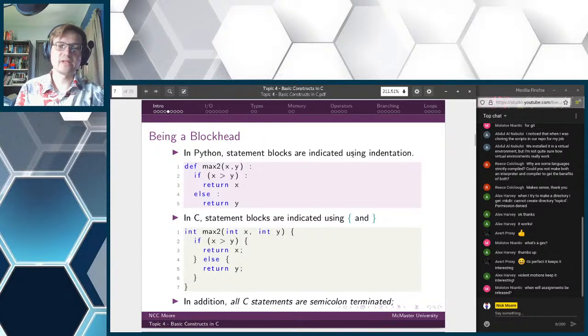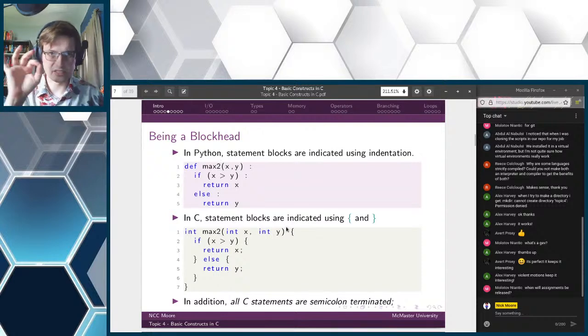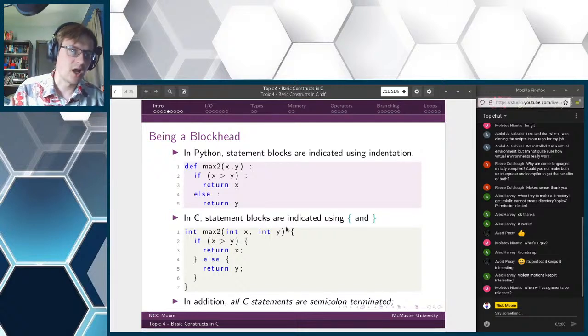So, in Python, statement blocks are indicated using indentation. There we go. This is just a simple function that finds the max of two values. In C, statement blocks are indicated using curly braces. You can see everywhere that Python uses a colon to open a new statement block, we've got an opening curly brace, and wherever the function would have been ended in Python by returning to a previous level of indentation, there we would put the closing curly brace. So you can see Python code looks very much like C code, just with the curly braces removed and colons instead. The levels of indentation are preserved.